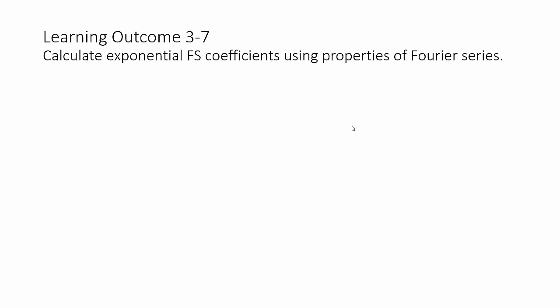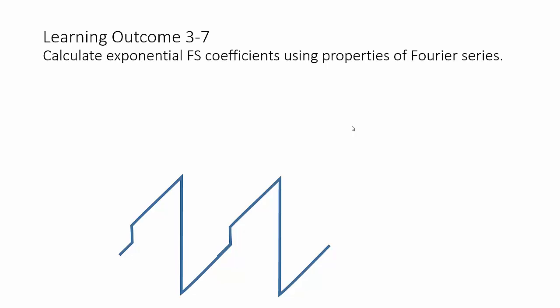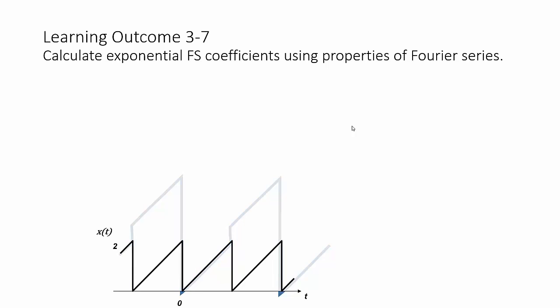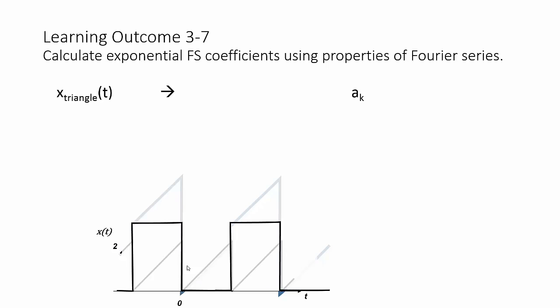Why do we want to do this? Let's say for some reason you wanted to get the Fourier series coefficients for this signal. This signal can be built out of a triangular pulse, and we can find out the Fourier series coefficients for that triangular pulse. If we were to add to it a rectangular pulse, and that had Fourier series coefficients b sub k, we'd be good to go.